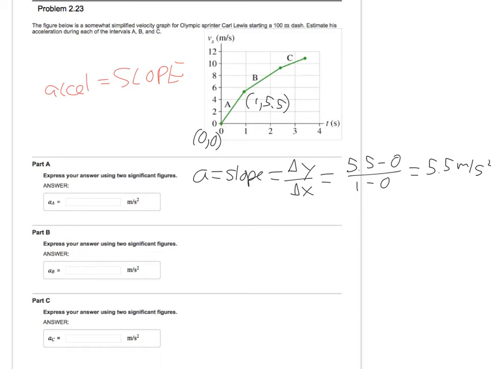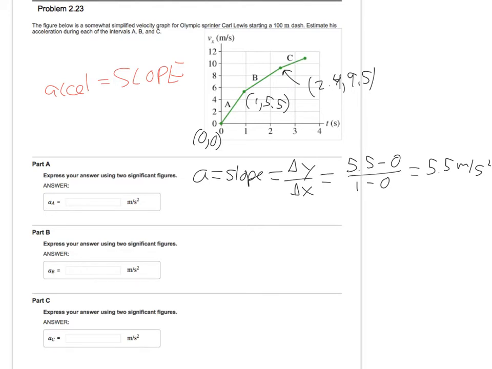For part B, I already have one of my points. I'm going to estimate my next point, this one here. I'm going to say that point is about 2.4. I think it's a little bit less than halfway. And for my velocity value, I will say it is 9.5. Again, it looks like it's more than halfway between here and here, but obviously less than 10. So I'll say 2.4 and 9.5.